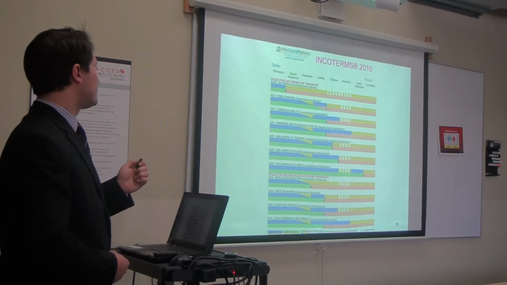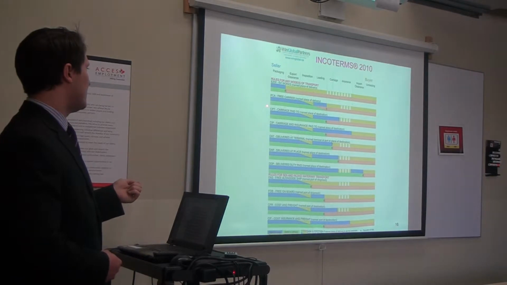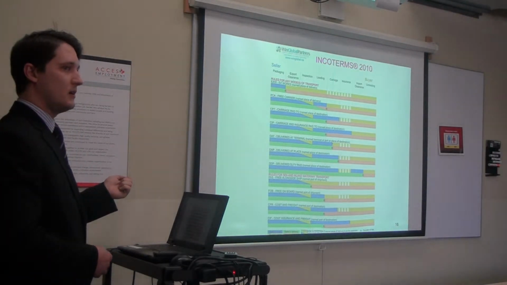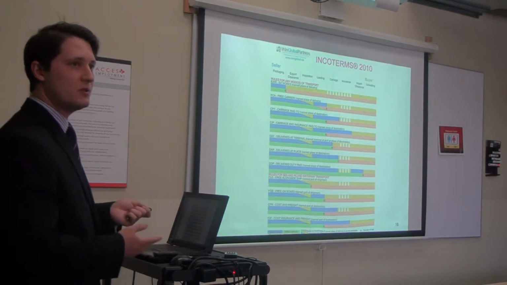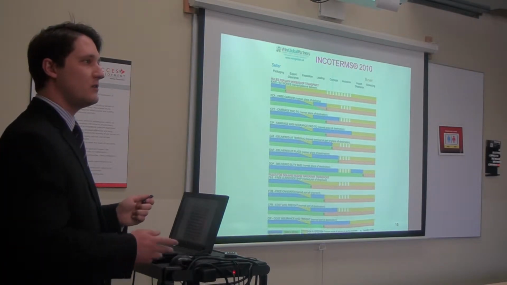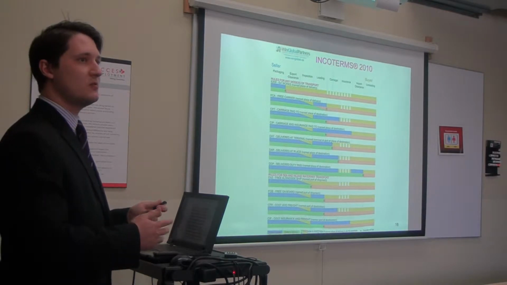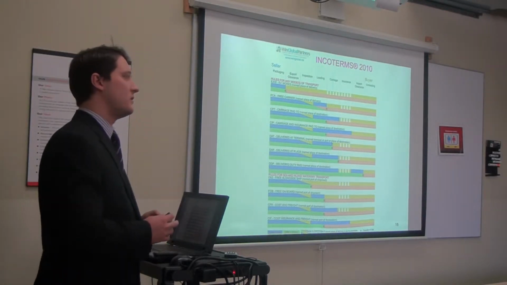Right now they have 11 rules for how to differentiate the responsibility and the risk in the transaction. It doesn't mean the transfer of property rights. It only means the responsibility and risk. That's something to keep in mind.